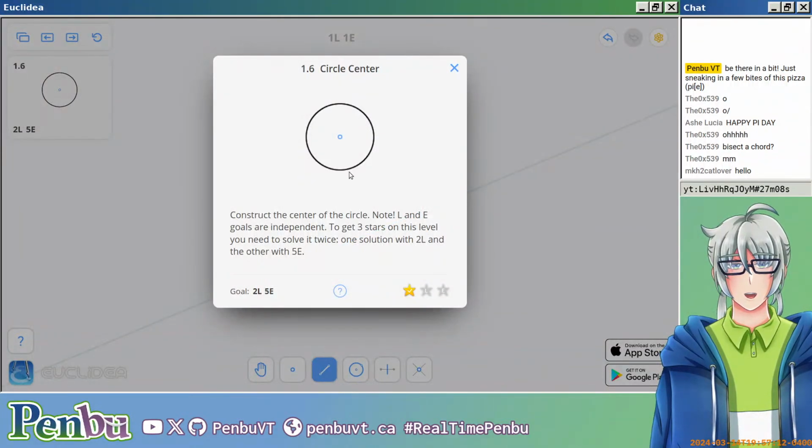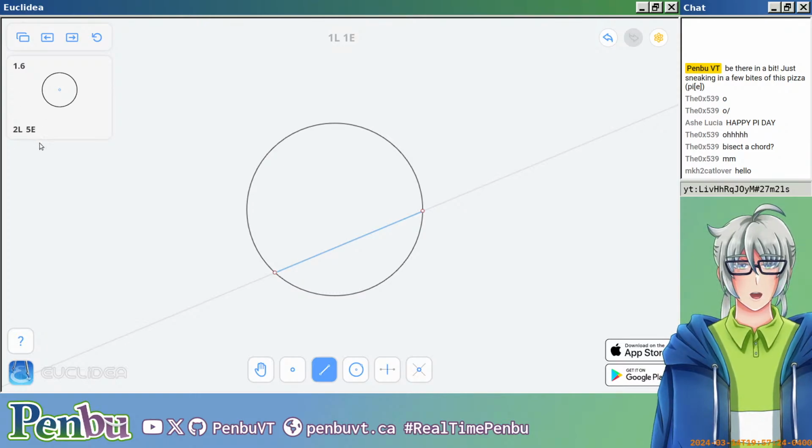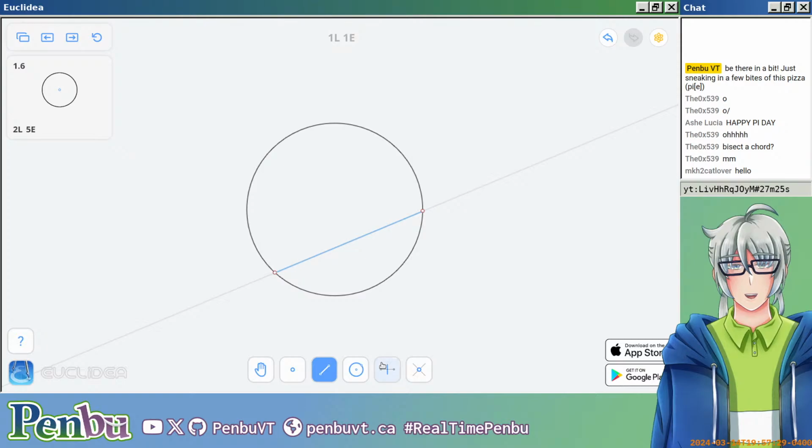Goal here, trying to find the circle center just using these tools here. We got there with 3 tool uses, but we're trying to get down to 2. Or try to get, using just compass and straight edge, 5 tool uses.